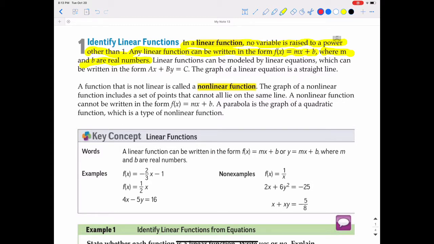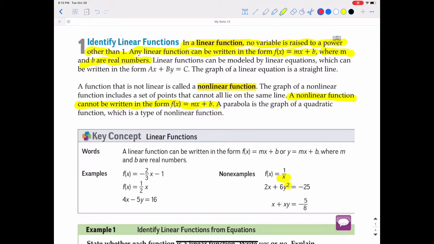We've already talked about some situations that are not linear functions. If you can't write it into y equals mx plus b form, then it will not be a linear function. A nonlinear function cannot be written in the form of f of x equals mx plus b. So there are some things that you should look for in functions that are going to be nonlinear. For example, one of those is that you should not have a variable in the denominator. So if there's a variable in the denominator, it will not be a linear function. Now, it will be a function, but it won't be a linear function.